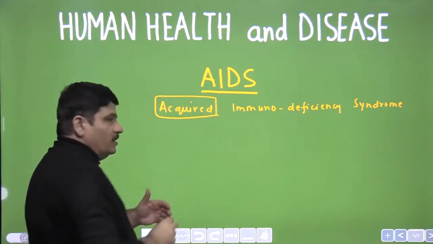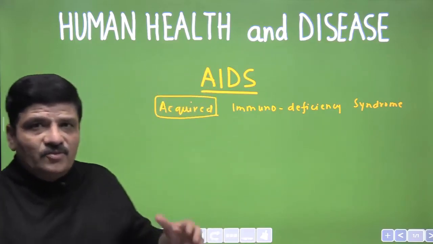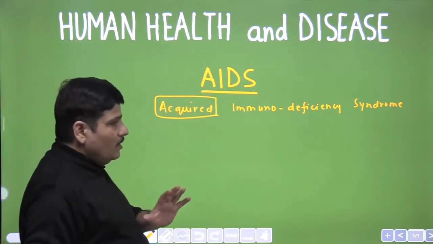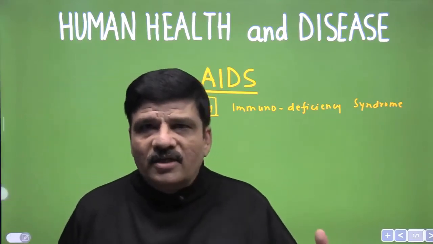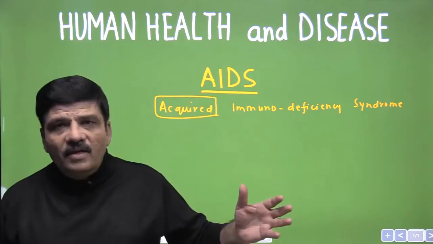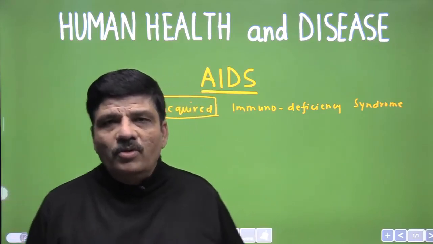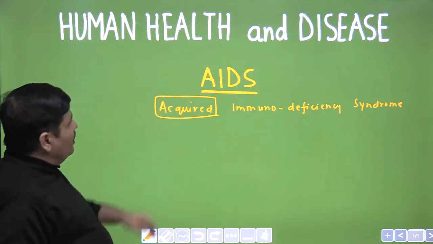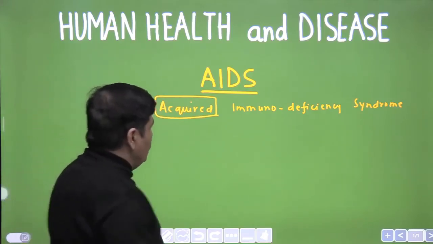You can contrast it with a disorder which is called congenital, that is present since birth. So it is not present since birth. Yes, it can be transmitted across the placenta by an HIV positive mother to the fetus, no doubt about it. But still we will say that it is an acquired disorder, not a congenital disorder.